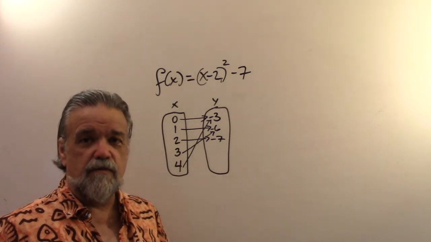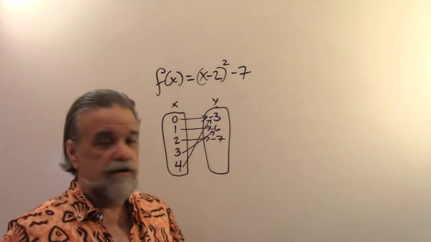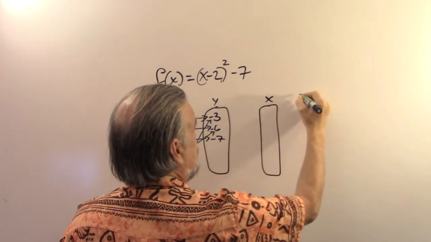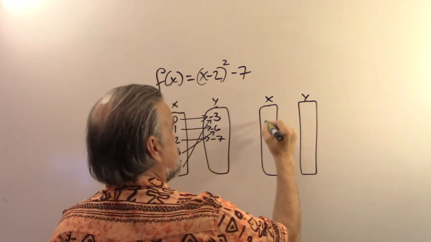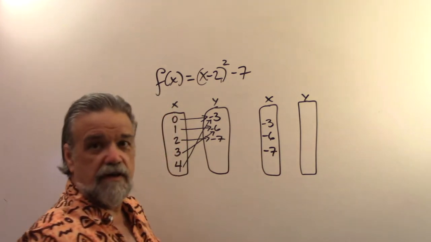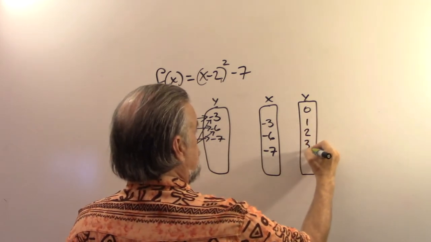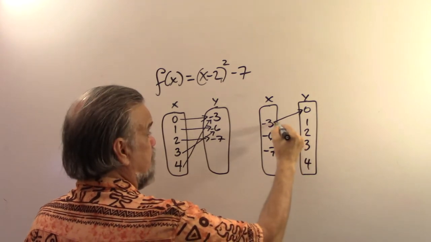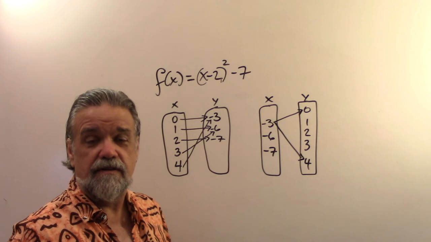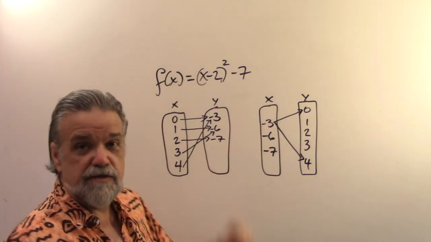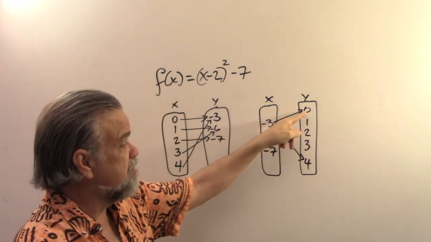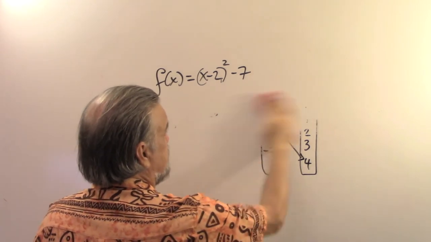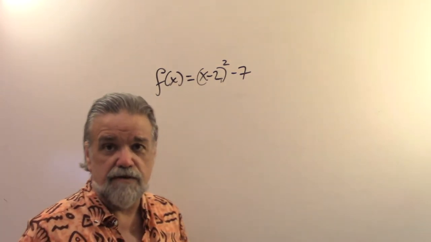Here's where the problem is. Remember, the inverse of this function should take this and map it to this. So that means I'm looking for a function that has negative 3, negative 6, and negative 7 as my x's, and 0, 1, 2, 3, 4 as my y's. And you can see what's happening already. Negative 3 is going to map to both 0 and 4. That's not a function. Remember, f of negative 3 has to be one consistent answer. It can't sometimes be 0 and sometimes be 4. So I'm afraid this isn't working out. It looks like we simply can't find an inverse to this function.